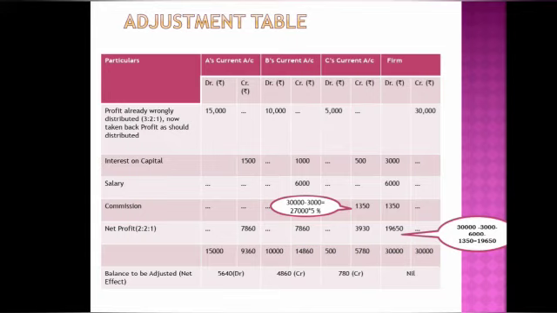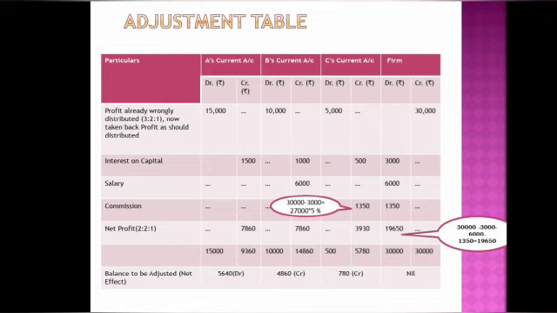And if you see over here, A's current account is having a debit balance of 5,640. B is having 4,860. That means if you take the total of debit and credit and if you find out the difference, you will get this amount as shown in the last row. That is 15,000 minus 9,360, 10,000 minus 14,860. So this way you have to find out each partner's debit or credit balance.